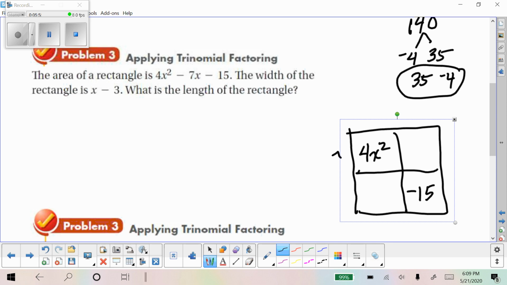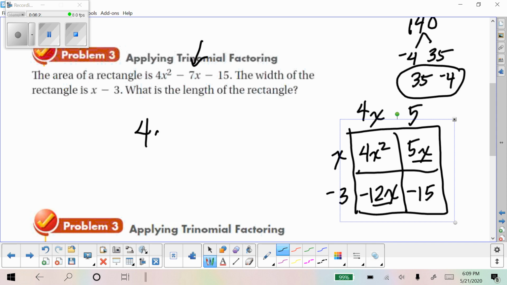And we know 1 is going to be x minus 3. Well, that gives us some big hints, huh? So this has to be 4x here. And then negative 3 times 5 is 15, so that has to be a 5. And so this would be a 5x here, and this would be a negative 12x. And yeah, that works out because these two add up to this negative 7x. So the length would be 4x plus 5.